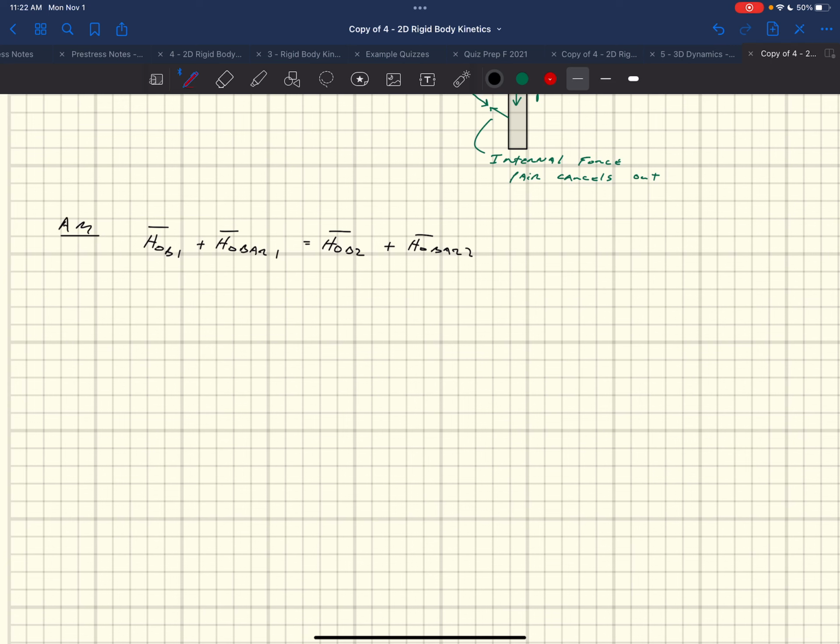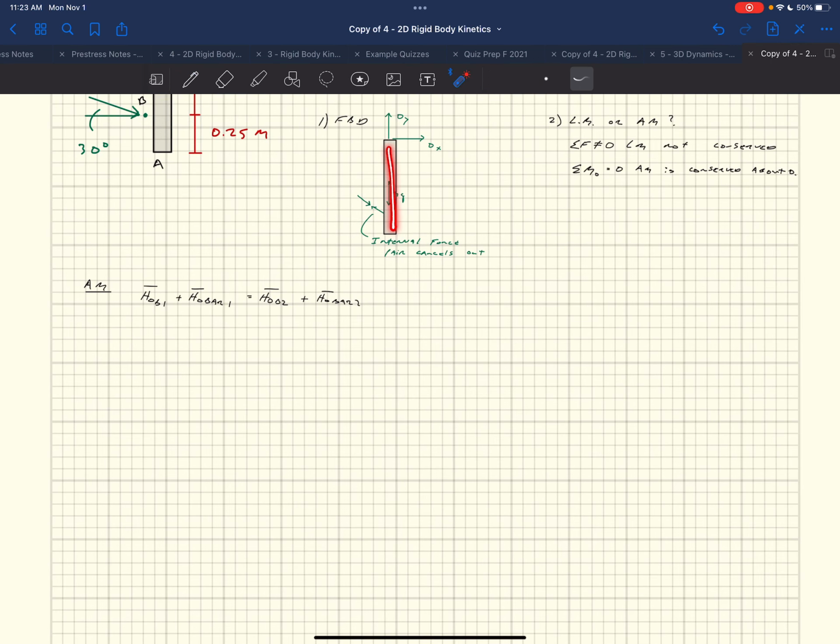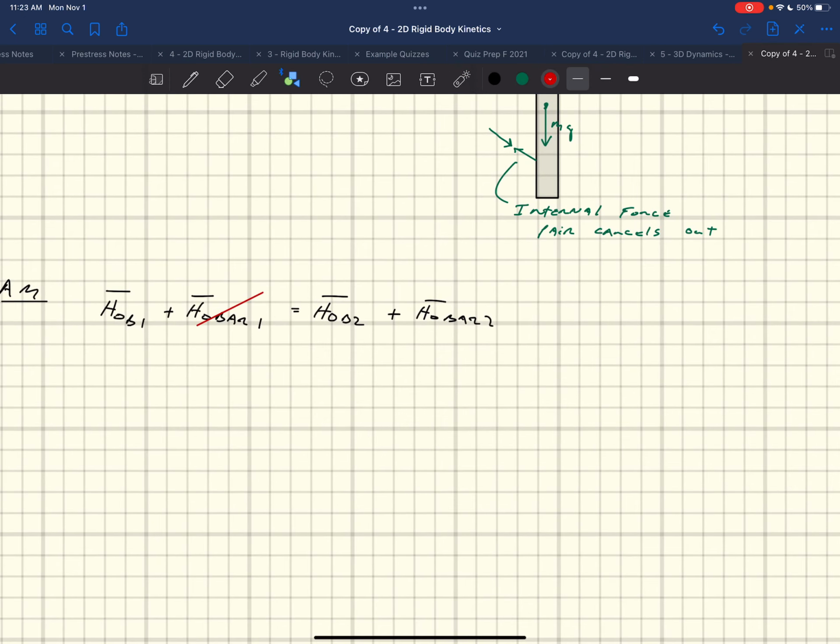Now, this guy's going to be, so that bar is at rest. It's just sitting there before that bullet strikes it, so it's not moving at the beginning. So that term right there goes to 0. The H_O bar 1, it's not moving. So all the angular momentum is going to be in that bullet coming in. Very small mass, but traveling at a very fast speed.